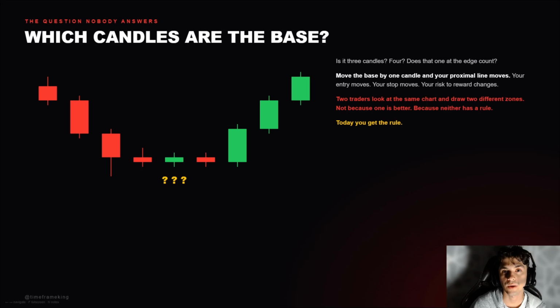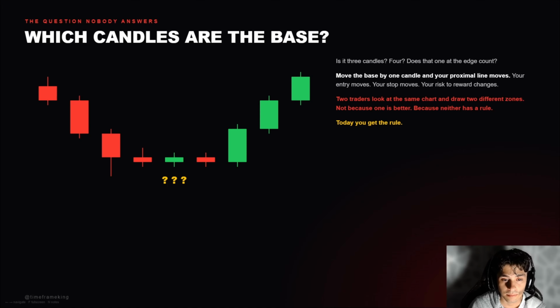Let's go. I want you to look at this and tell me which candles are the base. Is it 3? Is it 4? And does that wick you see there, the big wick, does it count or not? Most people just eyeball it, they look at it and go, yeah, looks about right. They draw a random box around everything there.